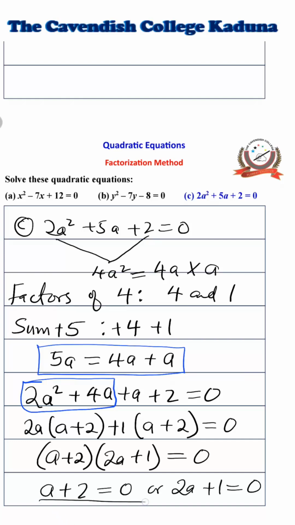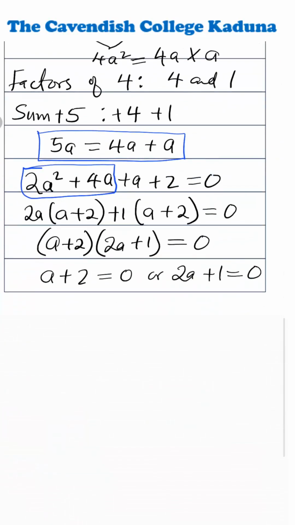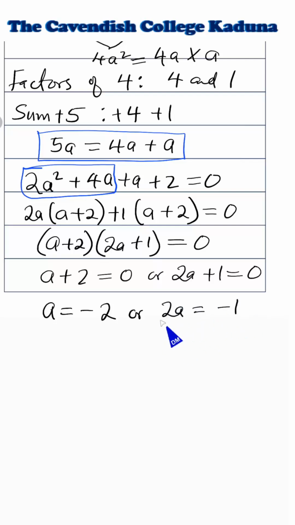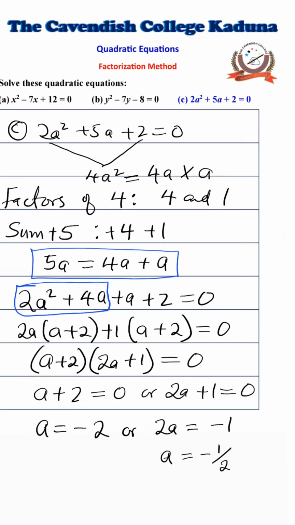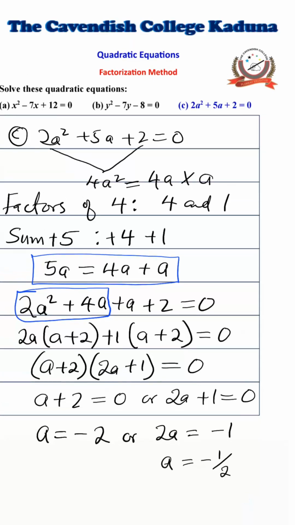We solve this one. It will give us a is equal to negative 2. I take the plus 1 to the right hand side, it becomes 2a is equal to negative 1. Dividing both sides by 2, I have a to be negative 1 over 2. So the solution of the problem in C gives a equal to minus 2 or a equal to minus 1 over 2. And that's all for the solution of this problem.